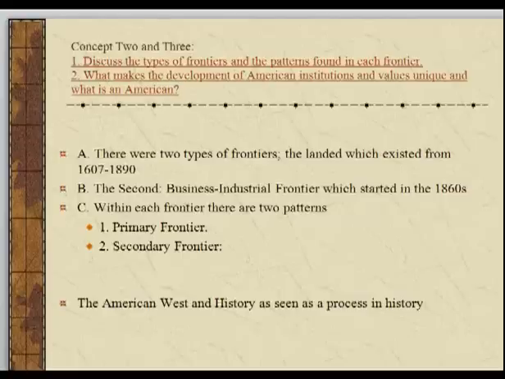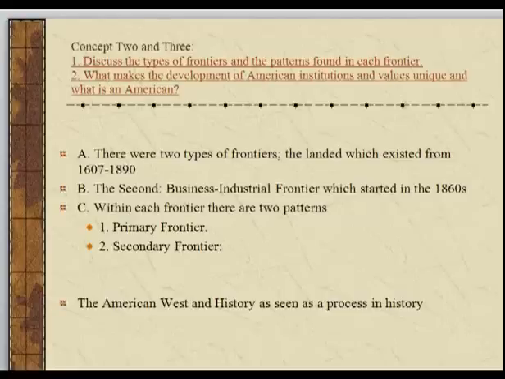So there were 2 types of frontiers. The first was the landed frontier, which existed from 1607 with the founding of Jamestown to 1890. 1890 marks, according to the U.S. Census, the point by which all of continental United States was settled. So by 1890 it was understood that the frontier had been conquered, had been settled. Examples of the landed frontier are the fur trade, the mining frontier, and the cattle kingdom.